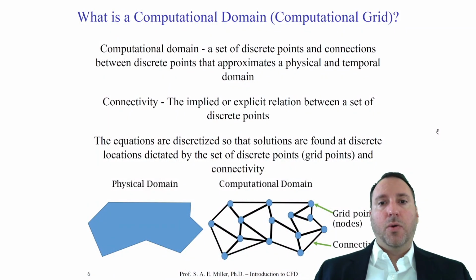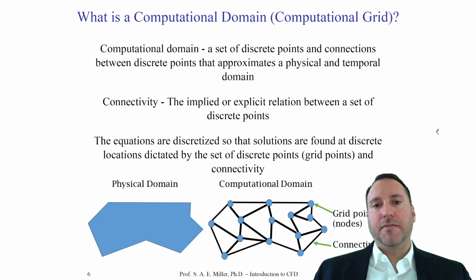Let's return to the question of what is a computational domain or computational grid. We will define a computational grid as a set of discrete points and connections between discrete points that approximates a physical and or temporal domain. The connectivity of the grid is implied or an explicit relation between a set of discrete points. An implied set might be for a structured grid, which we'll talk about in a few minutes. An explicit relation means a particular list of the connectivity between all the grid points, which are the particular nodes that connect all the connectivity, of course.